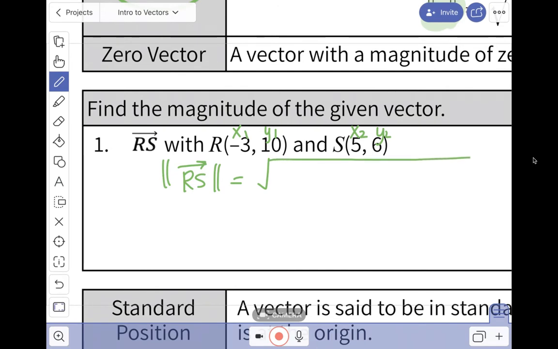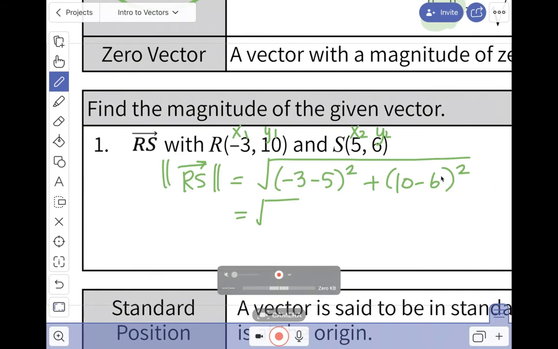Okay, first we find the differences of the x's. So negative 3 minus 5 squared. And then you add the differences of the y. So 10 minus 6 squared. Now, I want to make sure I get this as exact as possible. So first thing I'm going to do is I'm only going to do the inside of the radical.